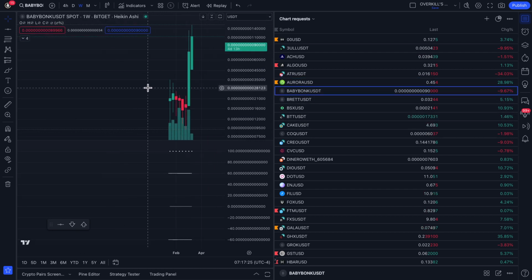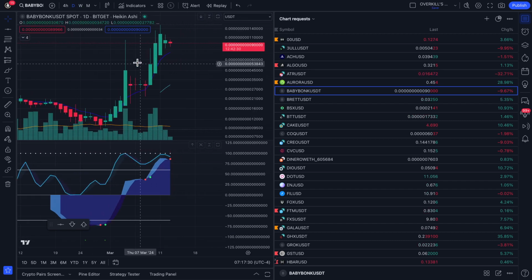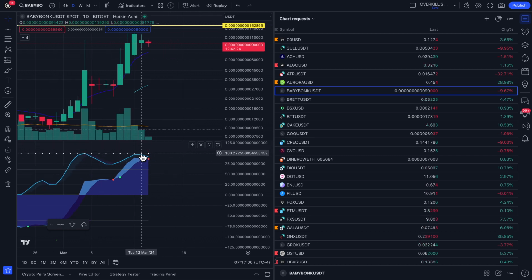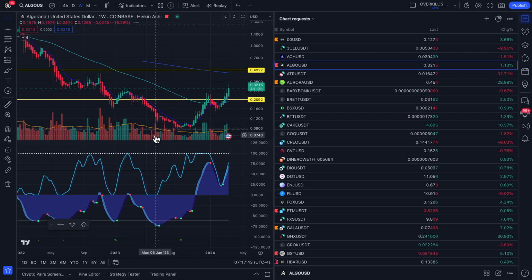Here's Baby Bonk, another one I don't have any data on. I can't see anything. The daily's giving you a red dot, but again, I don't really like to time my entries based on the daily. I'd like to wait till the stochastic. If you're going to trade the daily, wait till that stochastic RSI gets back down here on the floor, just like how I was talking about with Algorand.